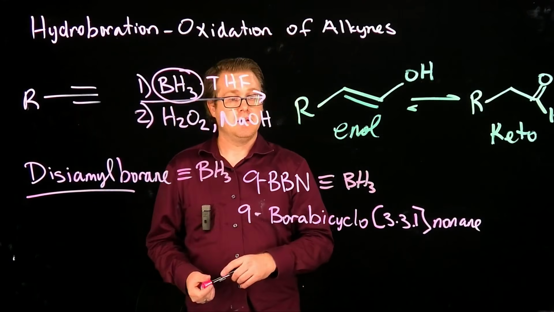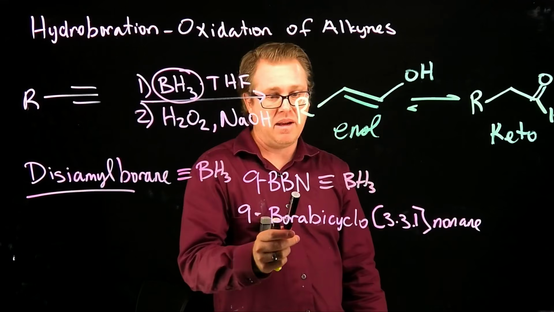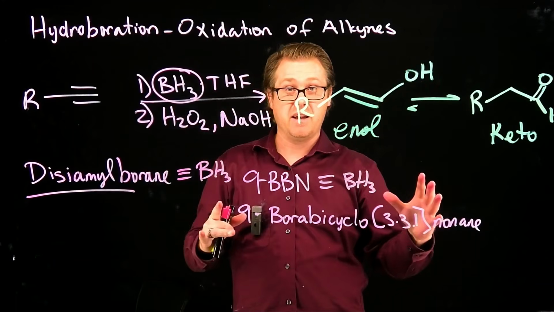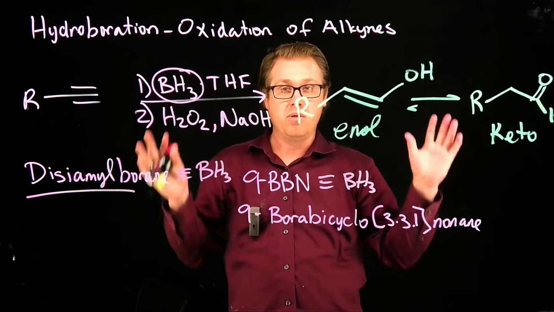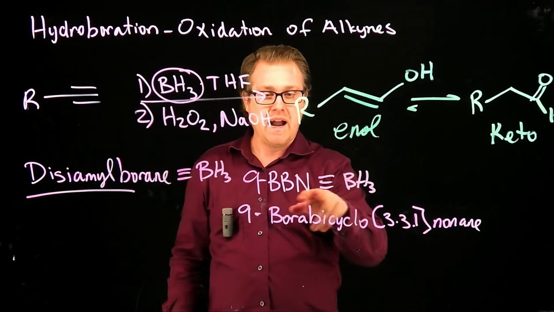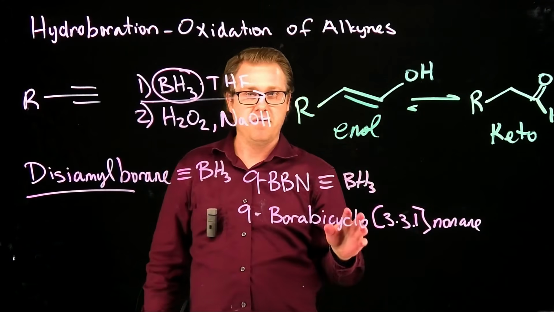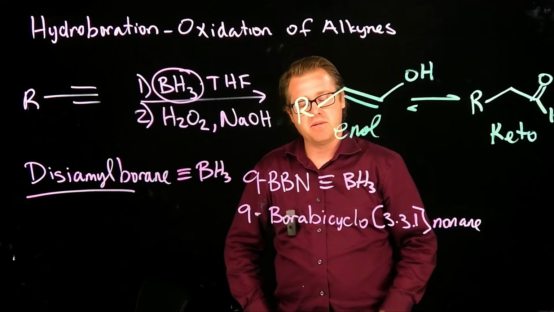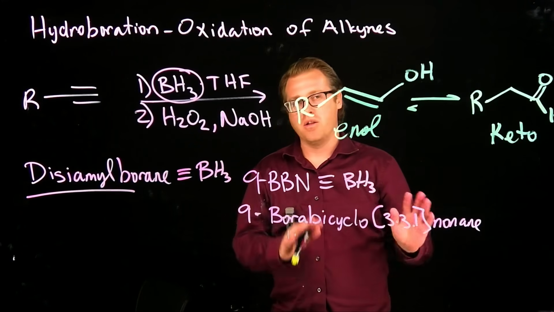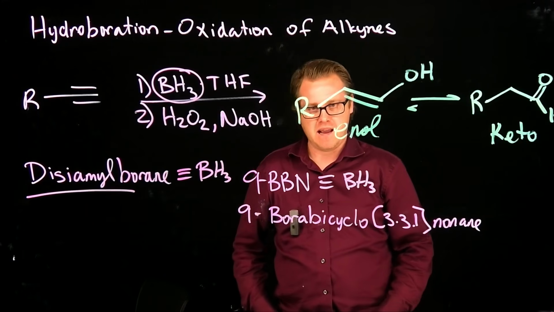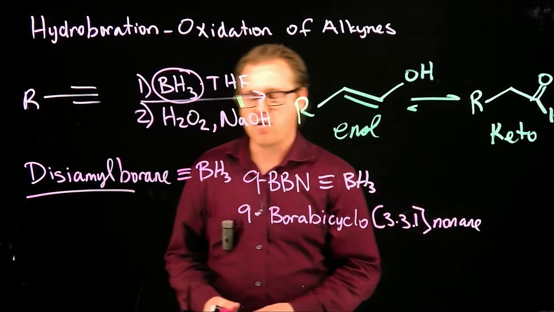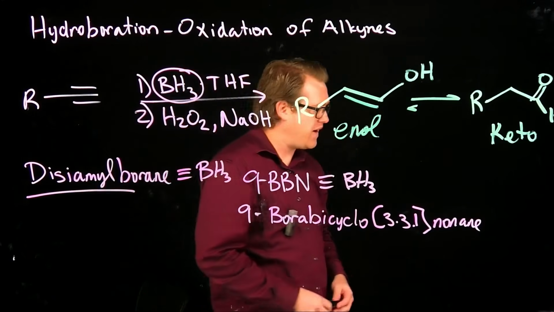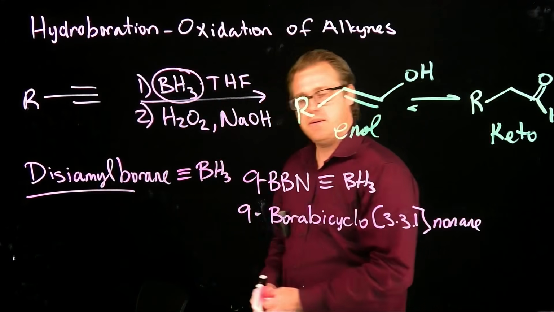Now, why do people want to use 9-BBN over borane sometimes? Well, it's really, really big, so it's really bulky. And so 9-BBN is really going to favor the anti-Markovnikov product. Sometimes you just want to force it all the way, with no chances of any side reactions. But for the purposes of our class, all three can work. All three are fine.